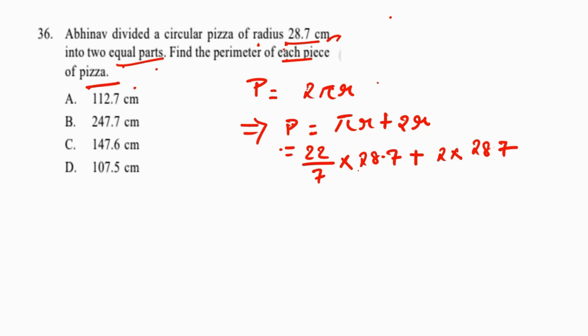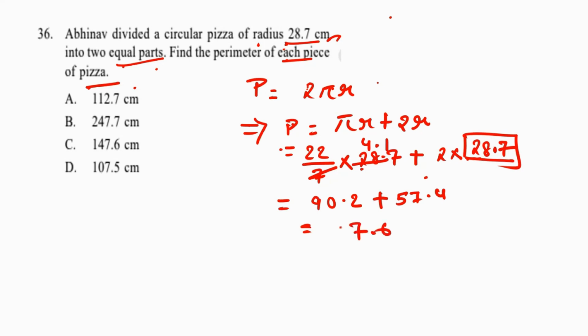If we simplify this, it can be written as 4 times 4.1, and when multiplied by 22, it would give us 90.2. Whereas the radius twice would be 57.4. Together, they are 147.6 centimeters. Option C is the answer.